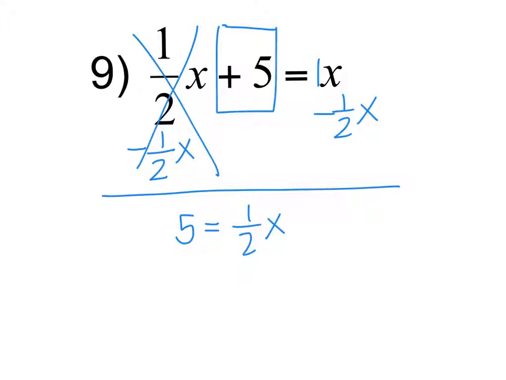Then to get the x by itself, we're going to divide by 1/2 since they're being multiplied. But remember, dividing by 1/2 is the same thing as multiplying by 2/1. So we can do that on the other side. Gives us x equals 10 as our final answer.